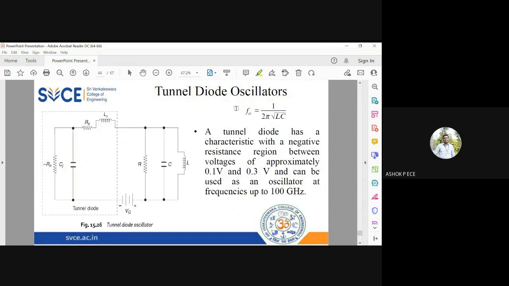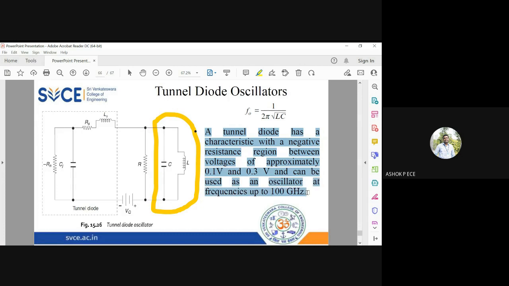The frequency of oscillation is given by f naught equal to 1 by 2 pi root LC, where L and C are the components that you connect external to your circuit. The tunnel diode has negative resistance characteristics, the negative resistance region happens at very low voltages, and it can produce oscillations up to 100 gigahertz.